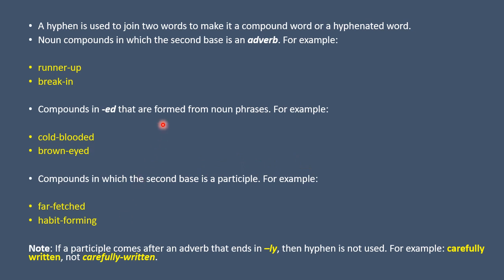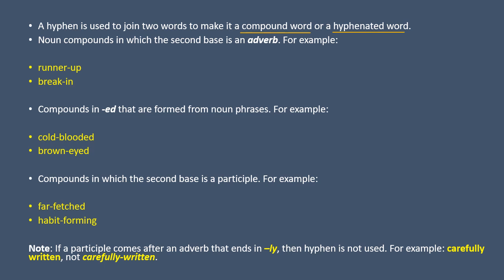A dash separates extra information from the rest of the sentence, whereas a hyphen joins two words to make a new word, which is called a compound word or a hyphenated word. So as you can see in the definition, it joins two words to make a compound or hyphenated word.